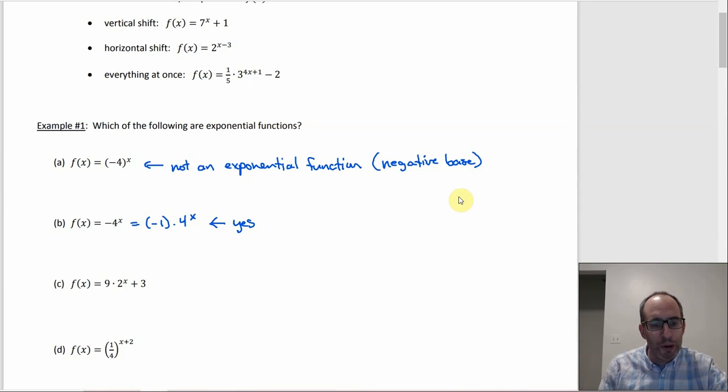But when you look at it, you go, x is in the exponent. The thing that's the base, it's just the 2, right? I mean, it's the thing that's being raised to the power of x. So this one's fine, right? So that's a yes.